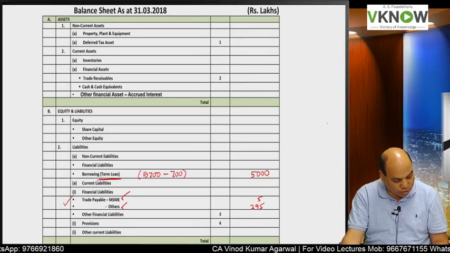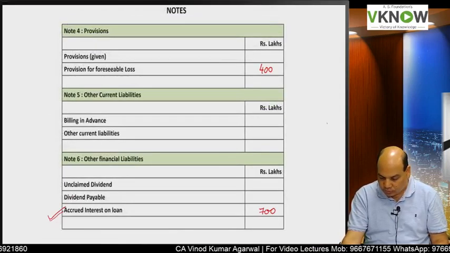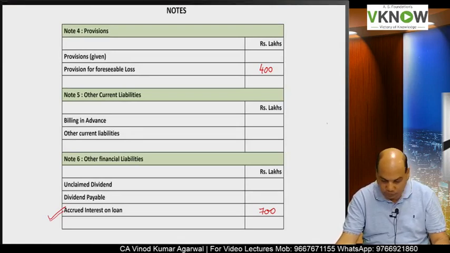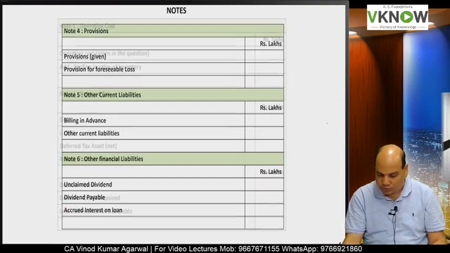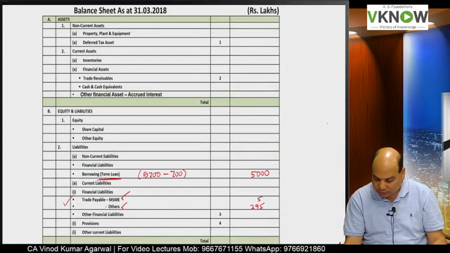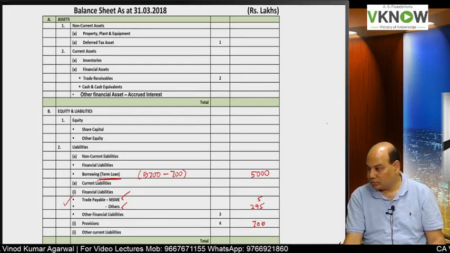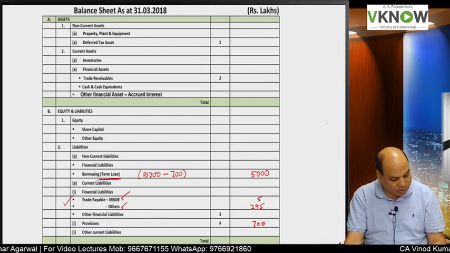Now come to next item, short term provision. So we have a note number 4. Short term provision, note number 4. Provision given in balance sheet right here. How much? 300. So what is the total provision? 700. This I can transfer to balance sheet. Liability side, last second item, provision 700. Okay. Then next item is other current liabilities.